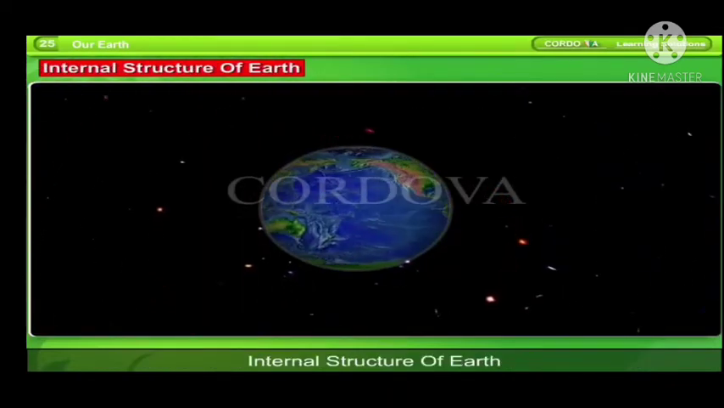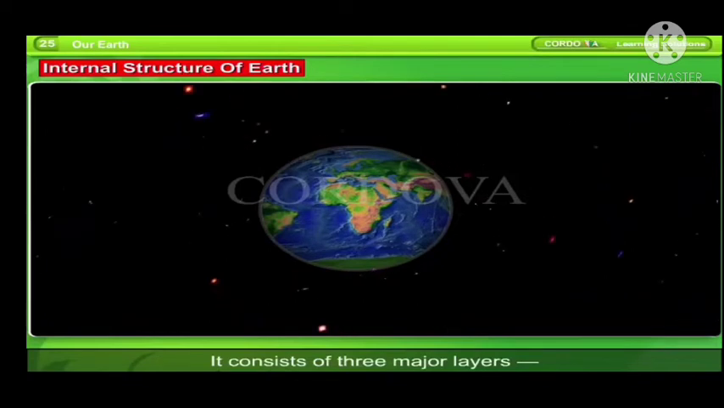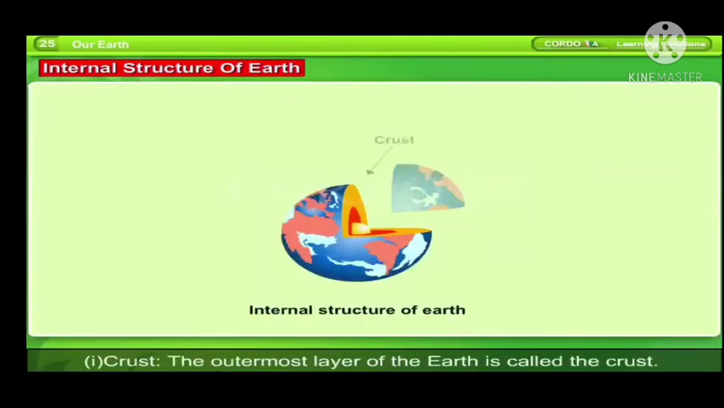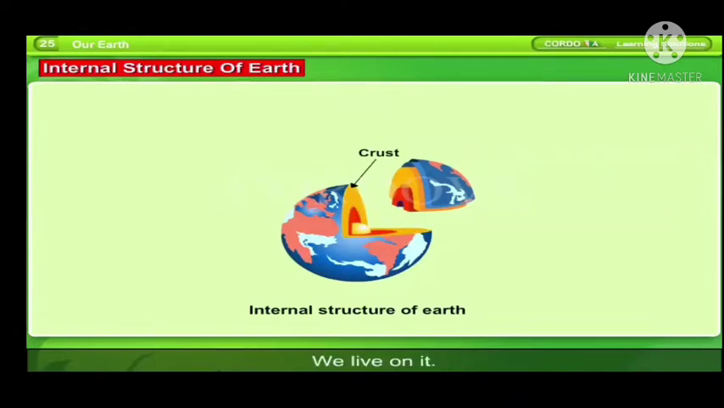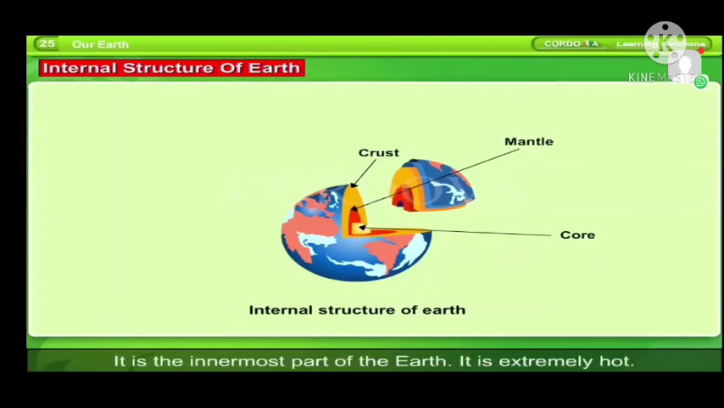Internal structure of Earth. The Earth looks like a spherical ball. It consists of three major layers. 1. Crust. The outermost layer of the Earth is called the crust. We live on it. 2. Mantle. Below the crust lies the mantle. It consists of molten rocks called magma. 3. Core. Below the mantle lies the core. It is the innermost part of the Earth. It is extremely hot. It has hot gases and molten rock materials trapped under high temperature and pressure.